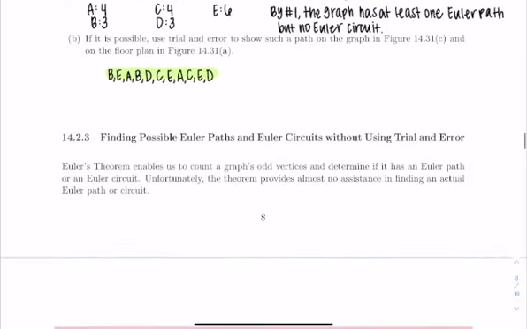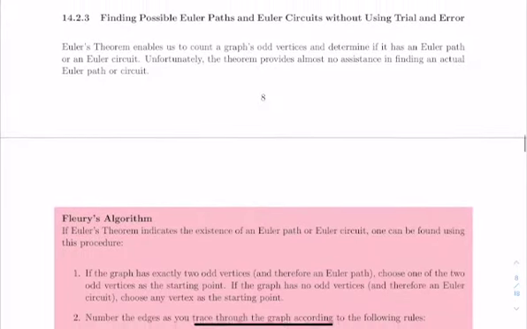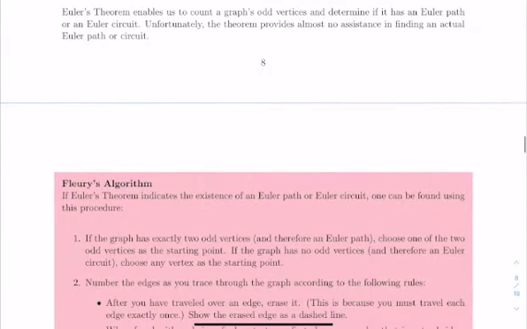Euler's theorem enables us to count a graph's odd vertices and determine if it has an Euler path or an Euler circuit. Unfortunately, the theorem provides almost no assistance in finding an actual Euler path or circuit. So we have an algorithm to help us with this process. If Euler's theorem indicates the existence of an Euler path or Euler circuit, one can be found using this procedure.